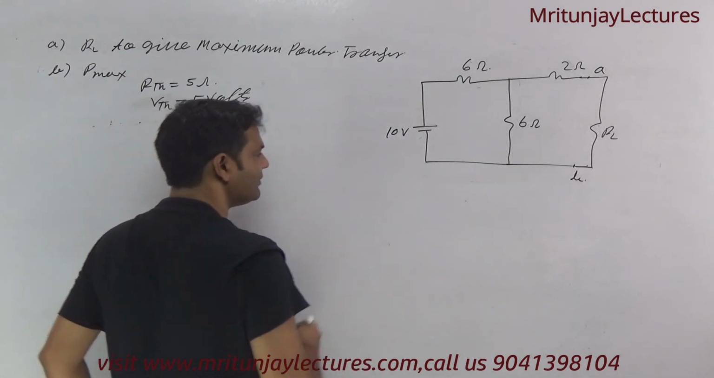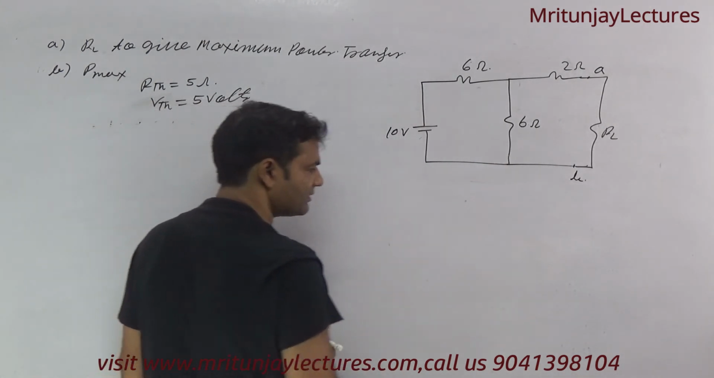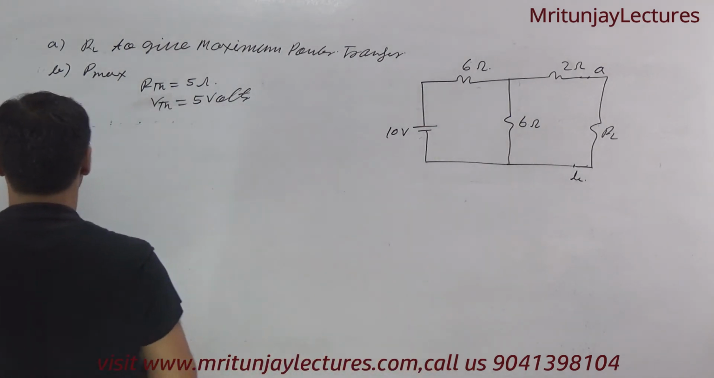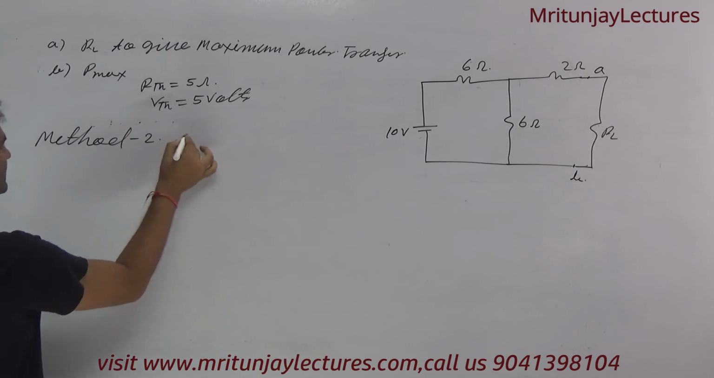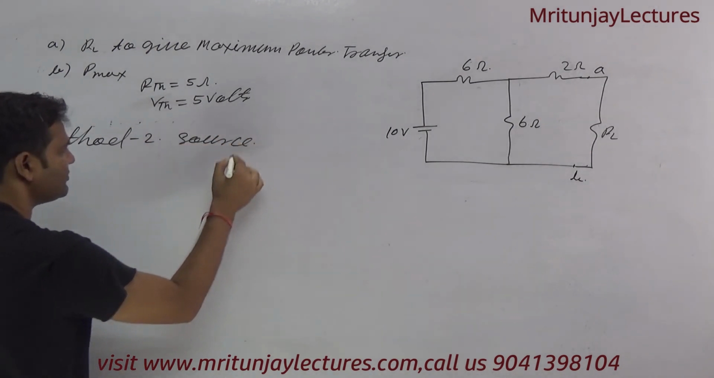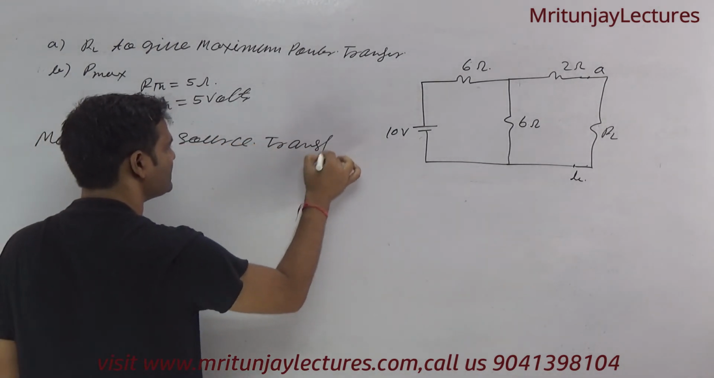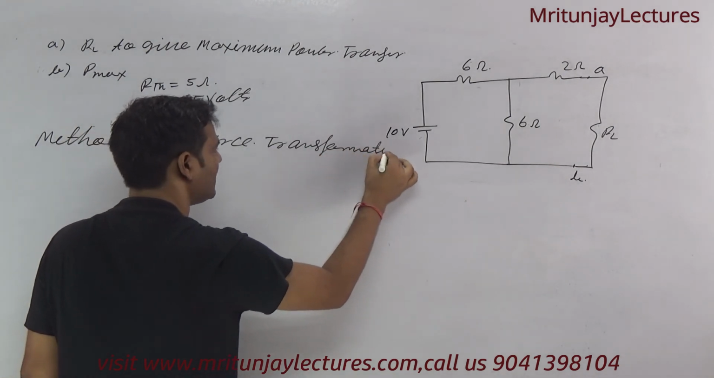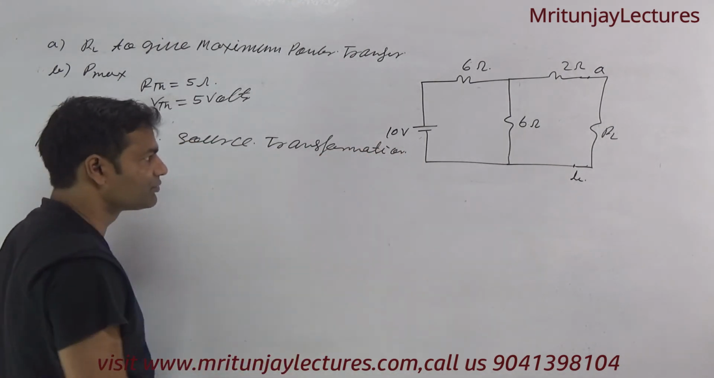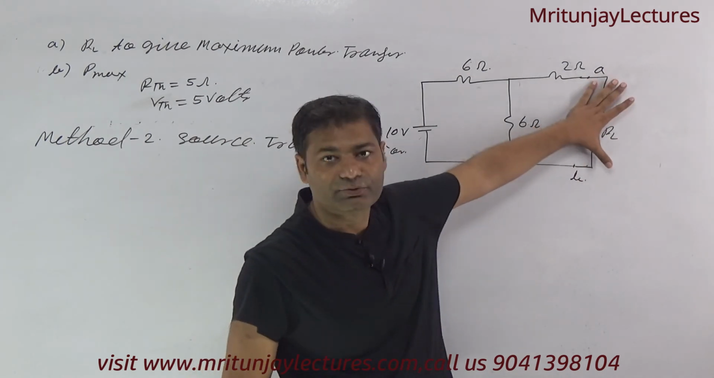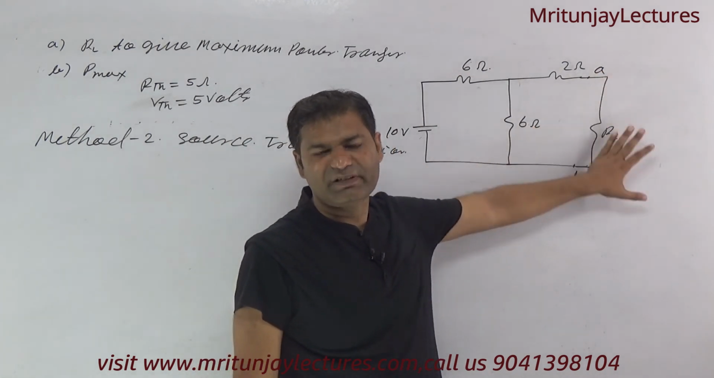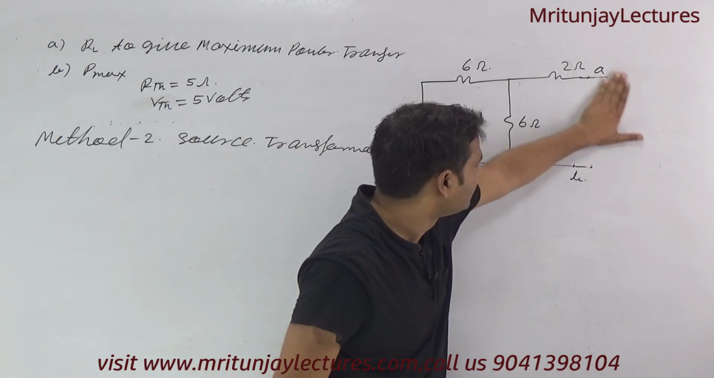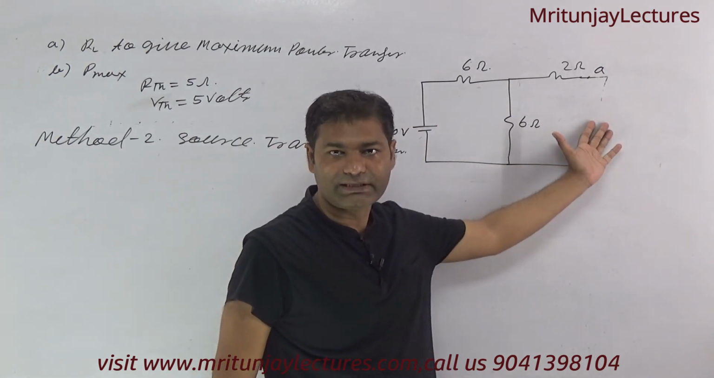Another method. What about another method? That is source transformation, method second. How can we do it with the help of source transformation? First of all, this one is removed. Our motto is removing the AB load terminal. If the load terminal is removed, then it finally looks like this one.